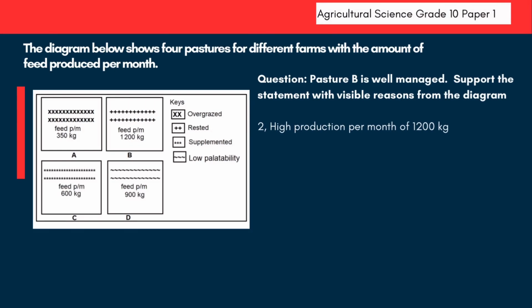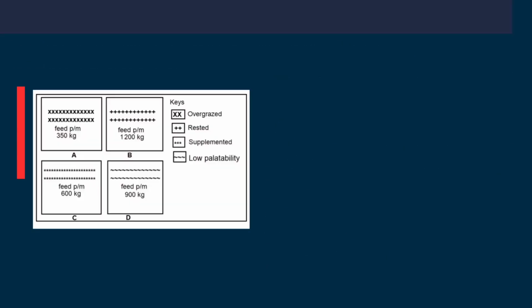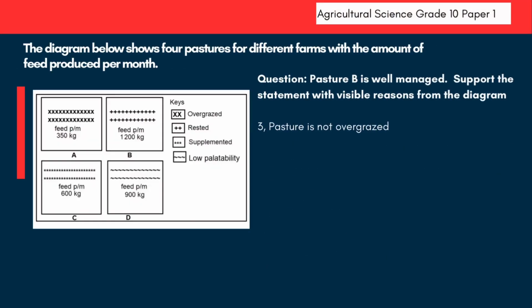2. High production per month of 1,200 kilograms. Another sign of good management is the high monthly production of 1,200 kilograms, which is far above the output of the other pastures. High production indicates strong plant growth, healthy soil, and effective management practices, such as appropriate stocking rates and rotational grazing. This level of productivity shows that the pasture is being used in a sustainable way that supports long-term feed availability.